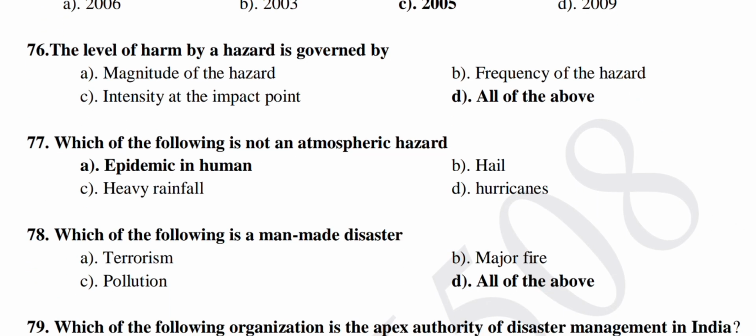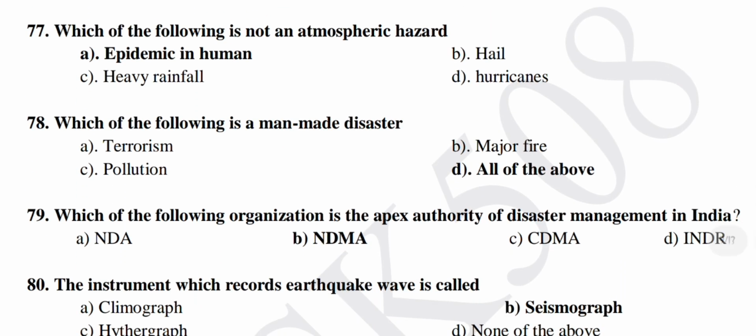77. Which of the following is not an atmospheric hazard? Option A, epidemic in human. 78. Which of the following is a man-made disaster? Option D, all the above. Terrorism, pollution, major fire. So, all the above.